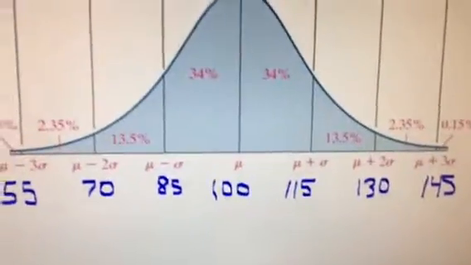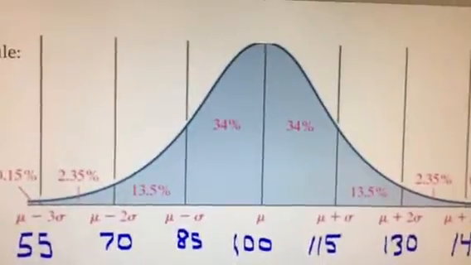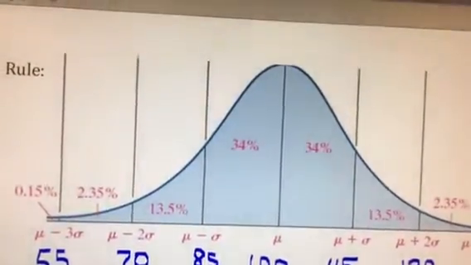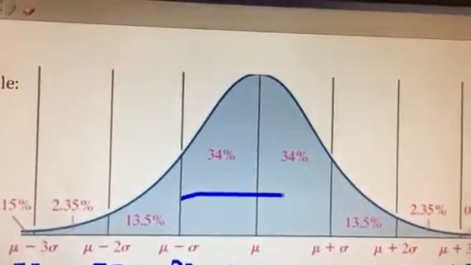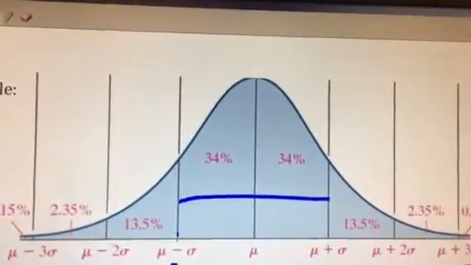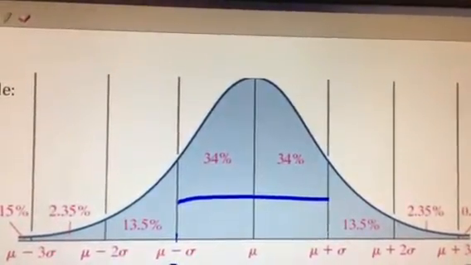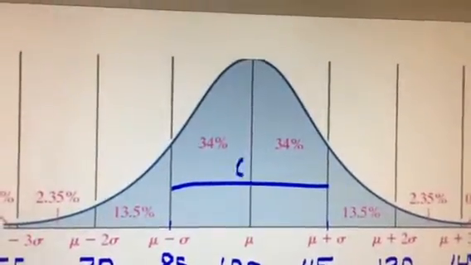Now, what happens is the empirical rule allows us to look at some things. Between a negative 1 standard deviation and a 1 standard deviation, we end up with 68% of our values. This is 68%.